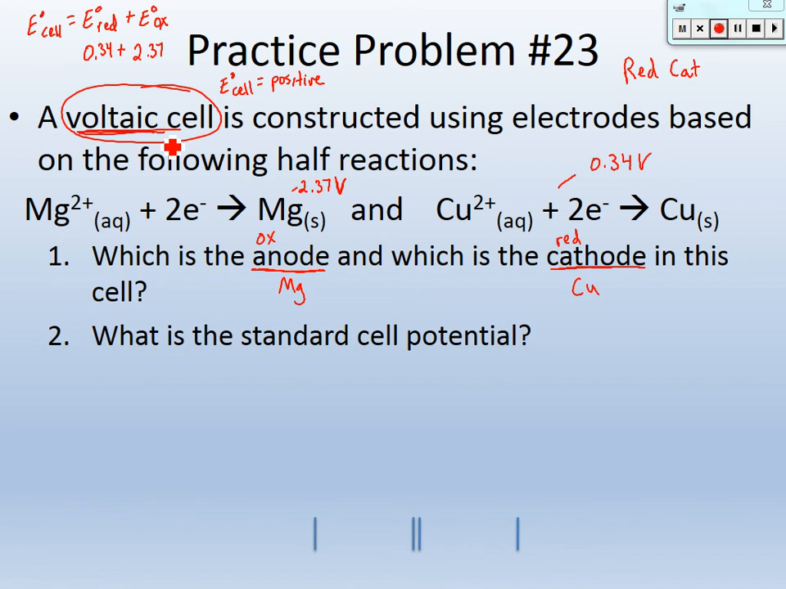Okay, number 2, what is the standard cell potential? Well, we figured that out basically, so we just have to finish this. So we're going to take 0.34 and add it to 2.37. So 2.37 plus 0.34, and that sum is 2.71 volts.